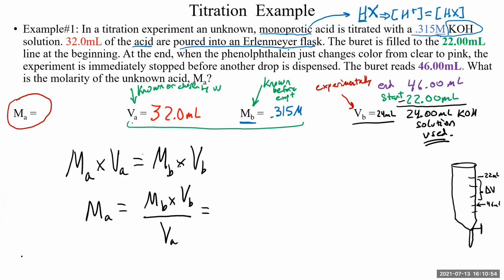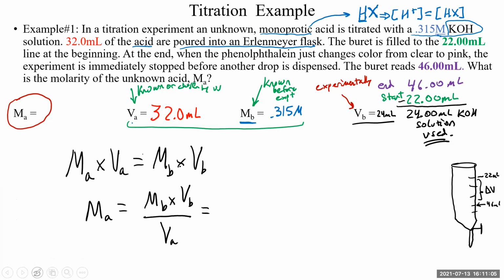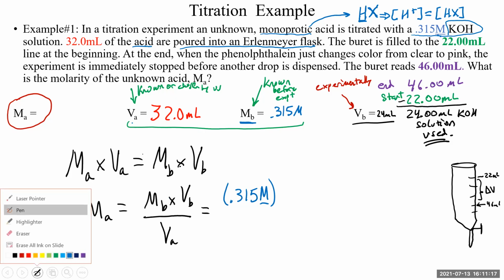So we have, I'll stick to the color coding. So the molarity of base was 0.315. I'm having a hard time seeing. Sorry about that. There's a lot of glare in this room. 0.315 molar. That's our molarity of base. Volume of the base was 24 milliliters.